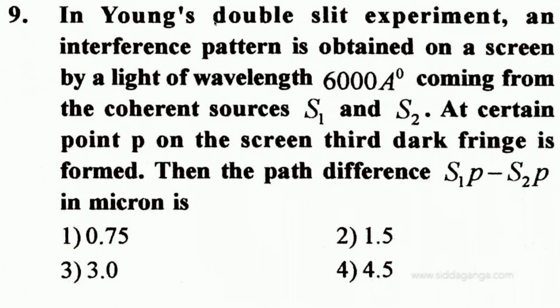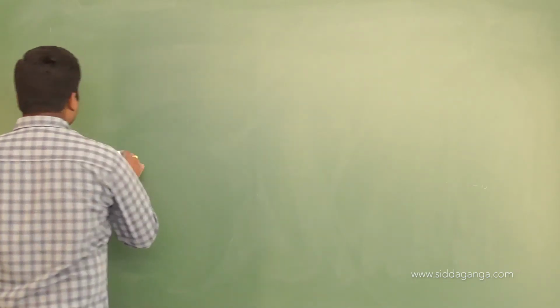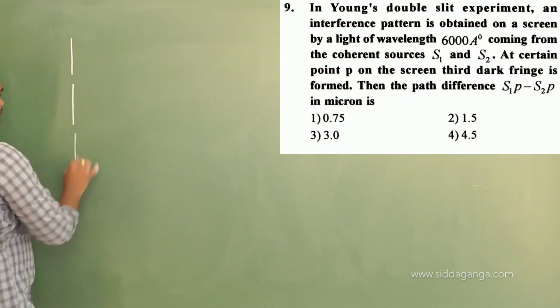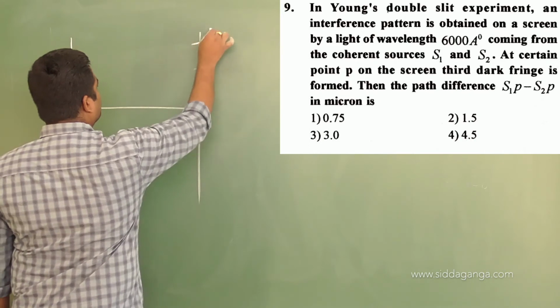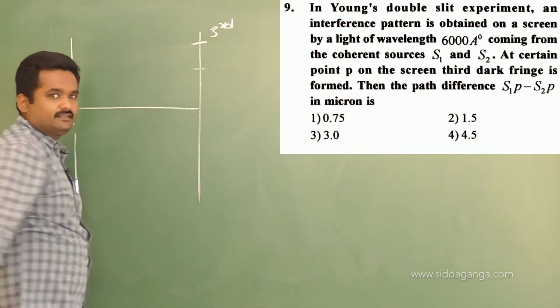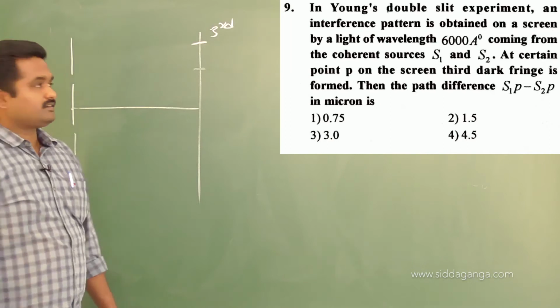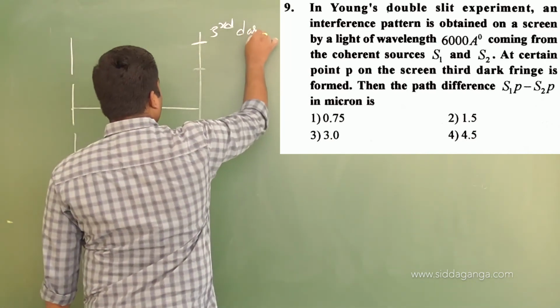In Young's double slit experiment, an interference pattern is obtained on a screen by light of wavelength 6000 angstrom coming from the coherent sources S1 and S2. At a certain point P on the screen, the third dark fringe is going to be formed. Then the path difference S1P minus S2P is, see, like this is the screen. Somewhere at this point, what is going to be formed? They are saying third dark or bright? Third dark is formed at this point P.